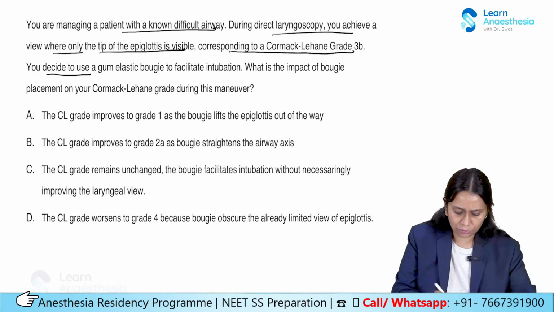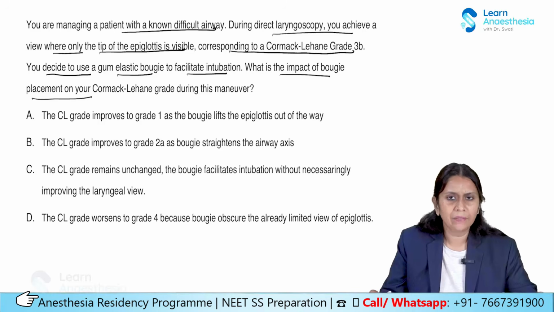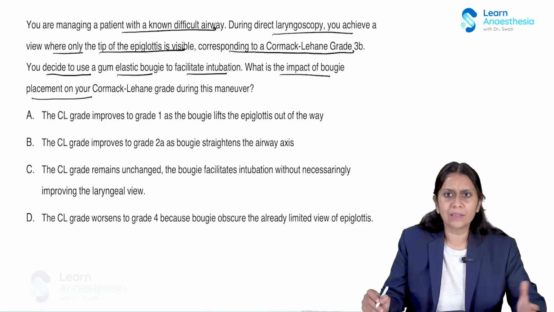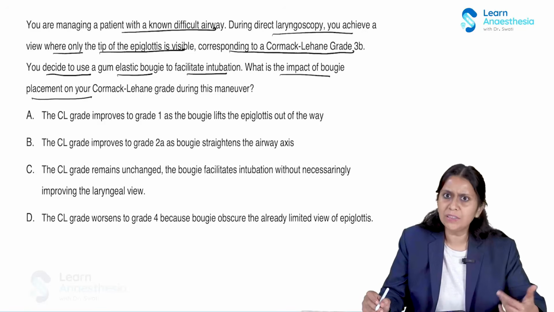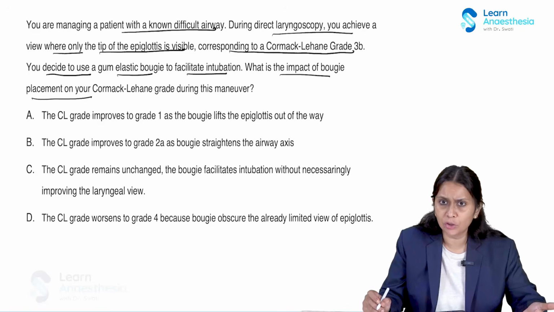You decide to use a gum elastic bougie to facilitate intubation. What is the impact of bougie placement? Mostly in grade 3 of Cormack-Lehane, we always use an assist. We either use a stylet or a bougie, or we change to the videolaryngoscope. So what will this bougie do? Videolaryngoscope will improve the visualization of the glottic opening. But would the bougie do the same thing?